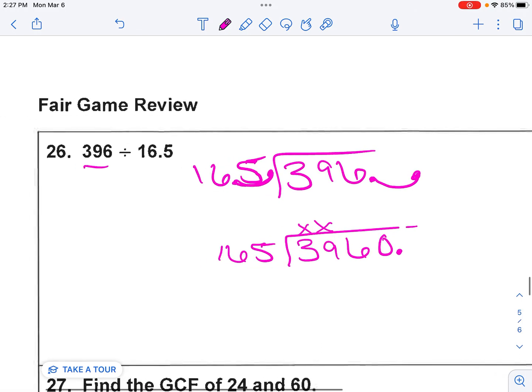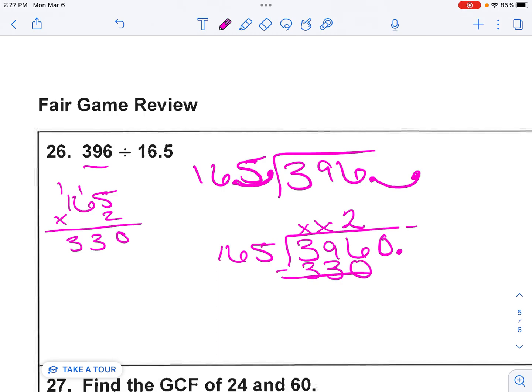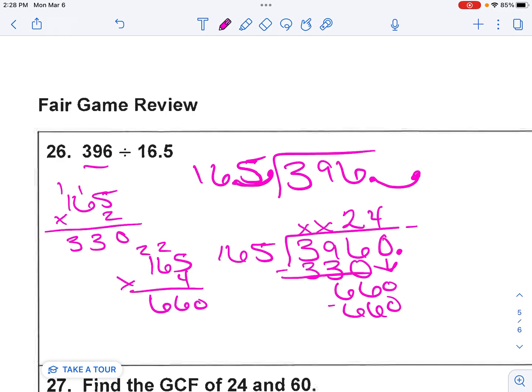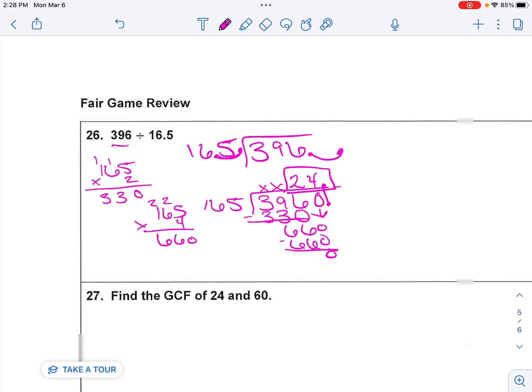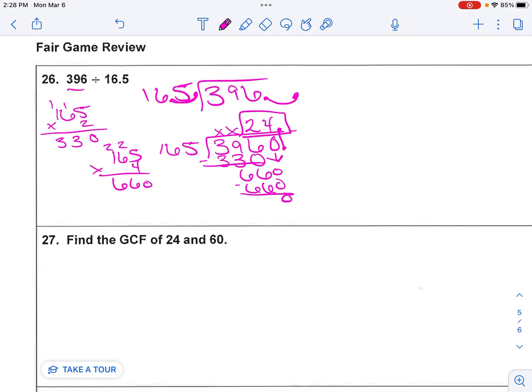165 does not go into 3 or 39. So it'll go in twice, which is 330. Subtract and get 66. Bring down that last 0. And obviously that's double. And 4 times will go in evenly. So when you bring this straight up, it doesn't matter. It's just 24. All your work must be shown.